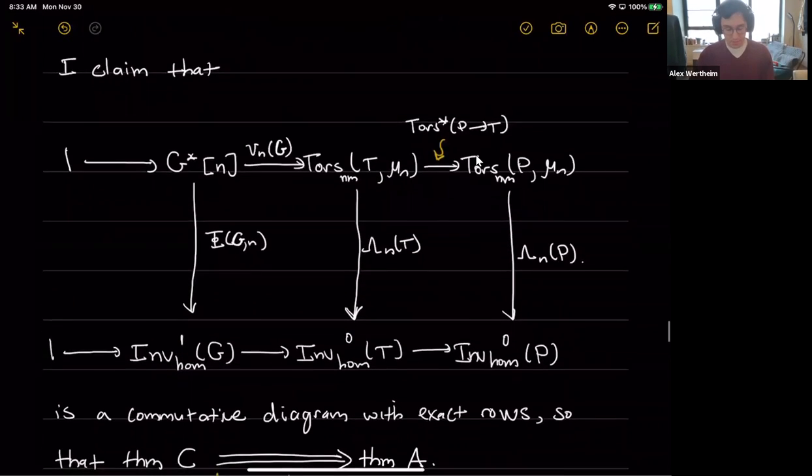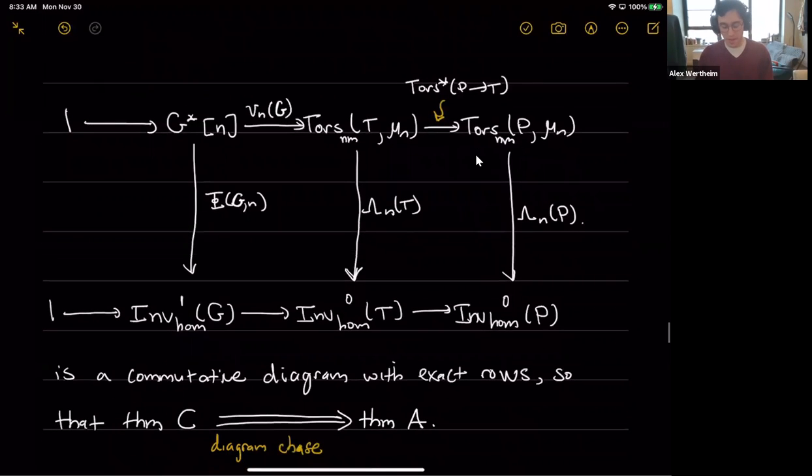I claim that the following big diagram is commutative and that both rows are exact. This lower row, we've already explained why it's exact, but I claim that the upper row is exact, and I'll get back to that in a minute. As the second map in the top row, we just have the pullback map on torsors from P to T. The two vertical maps are these yet to be introduced isomorphisms lambda n of T and lambda n of P. And the first map is our map of interest, this phi gn.